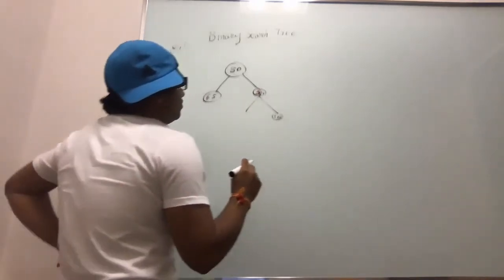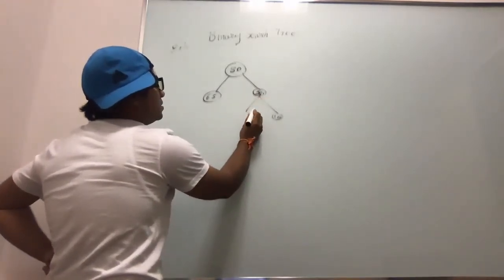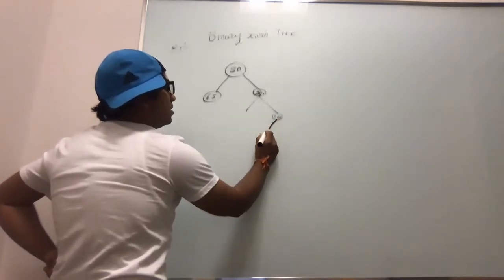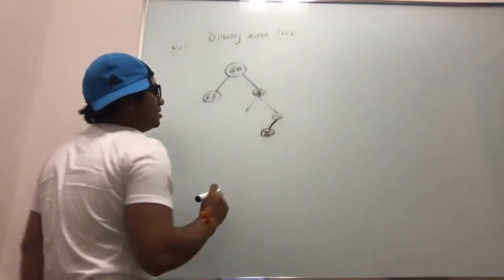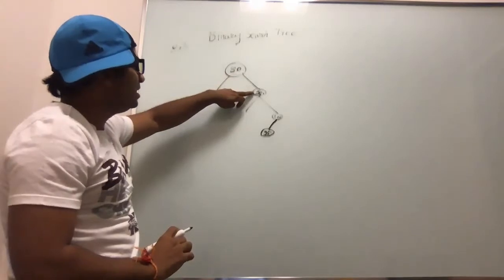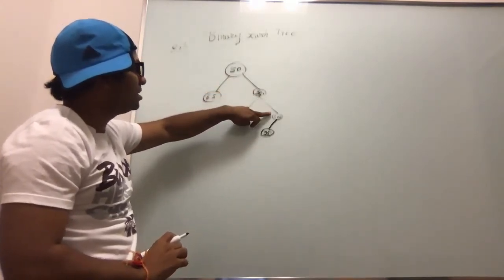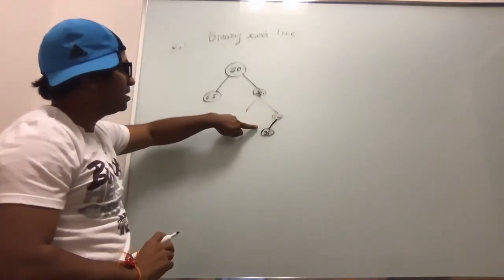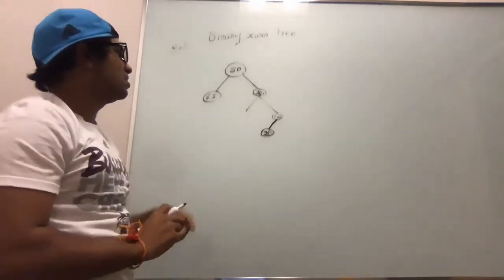So 95 is less than 100 actually. So it would come here, and then it would go here. So this is 80, 90, and 95. So this is 100. Then 100, is 95 less than 100? Yes. So 95 will come here.